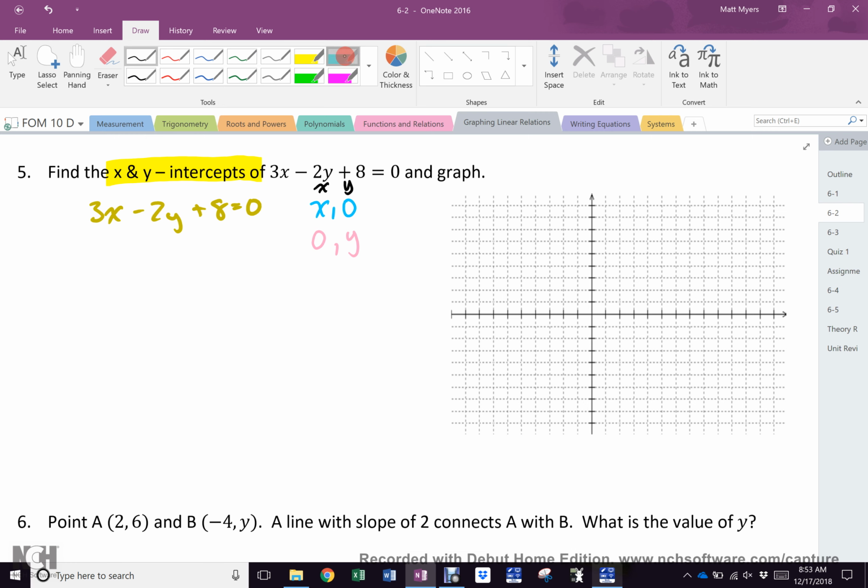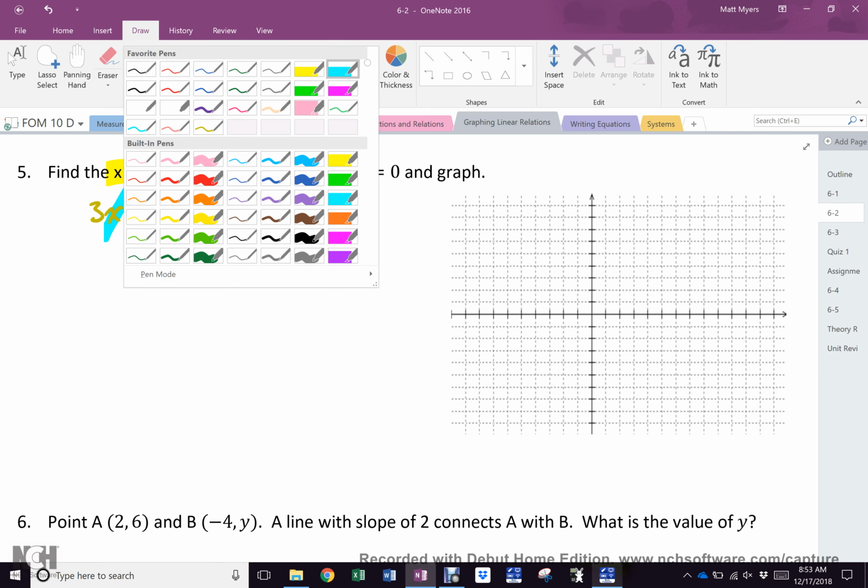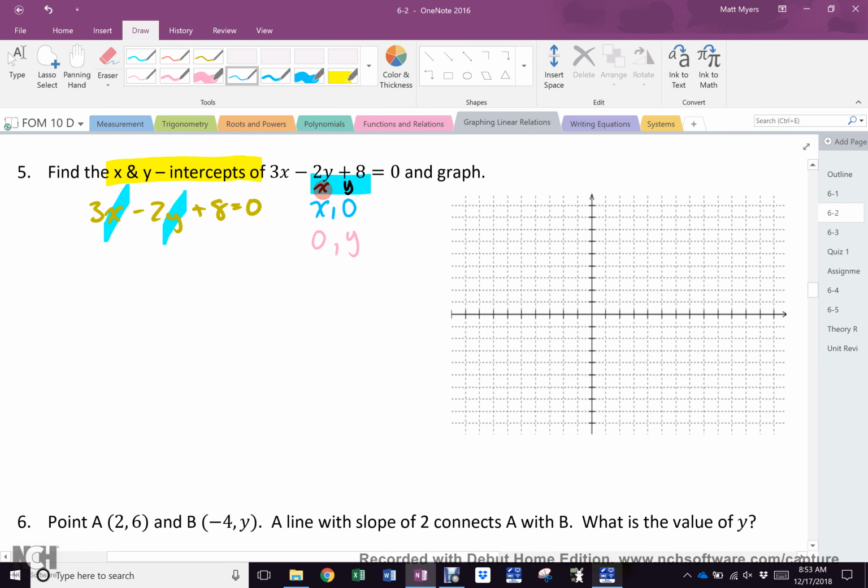What do you see right there and there? X values and y values. The first one. X is x. What letter is that? Well, x. What do I put there? X, because x is x. 3x minus, y is what? 0. 2 times 0 plus 8 equals 0. 2 times 0 is what?